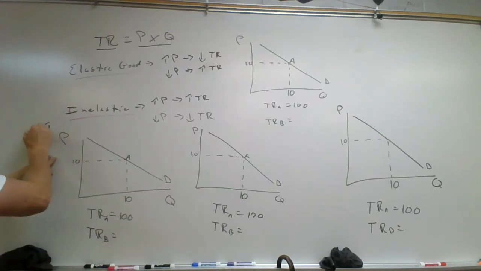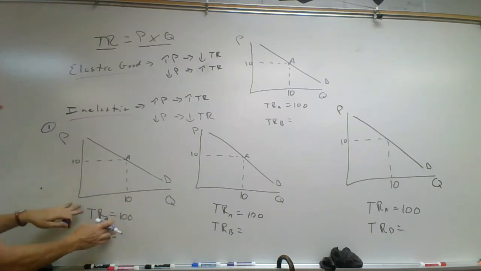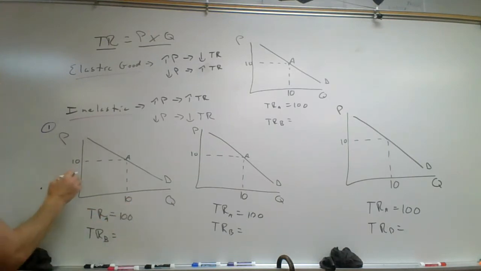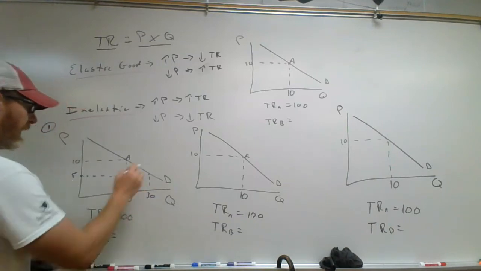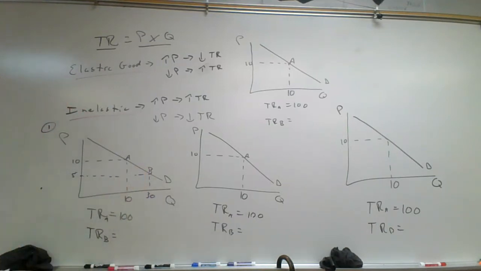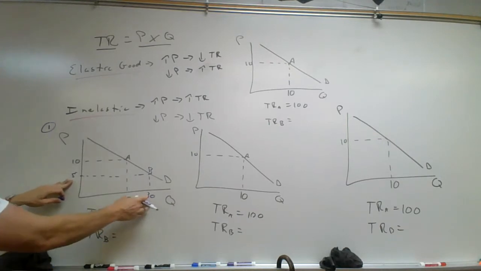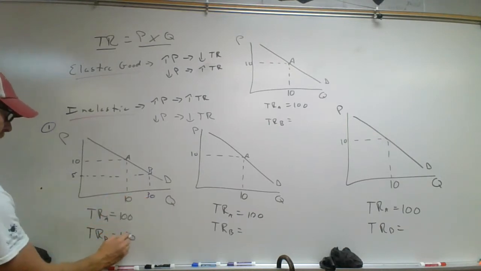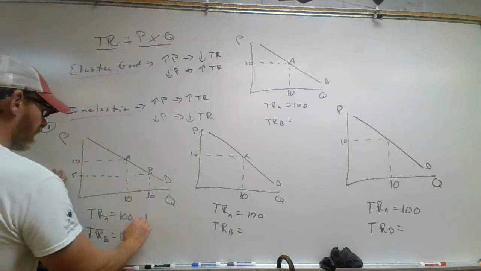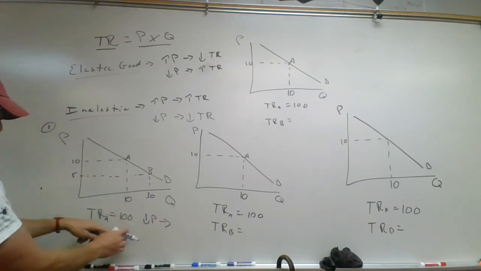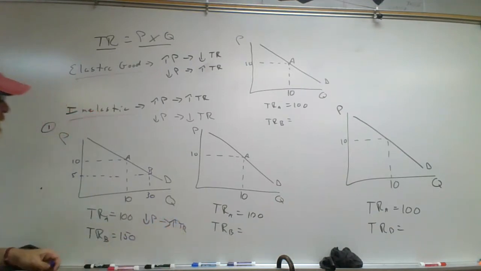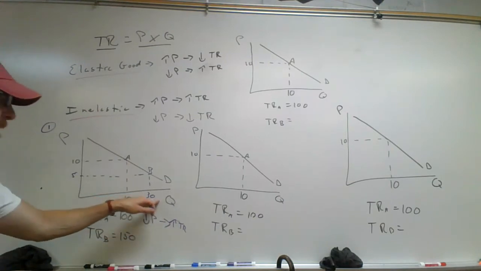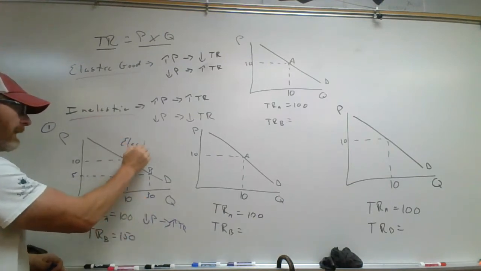So we'll do number 1 here. We start off at 10 and 10, so total revenue of A is 100. And let's say we lower our price to 5, okay? And let's say our new quantity demanded is 30. Let's say point B is 30. Well, 5 is the price, 30 is the quantity, so 5 times 30 is 150. So you can see here there was a decrease in price, and it led to an increase in total revenue. So a decrease in price bringing us more total revenue. This good would be elastic.